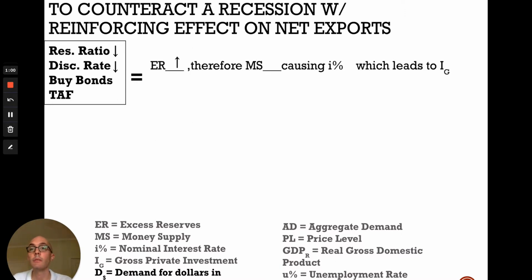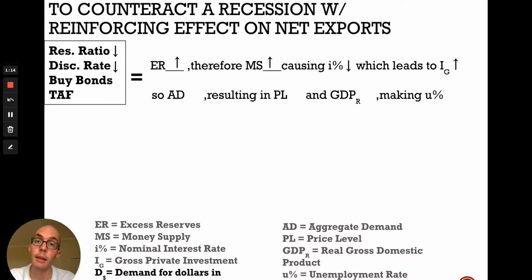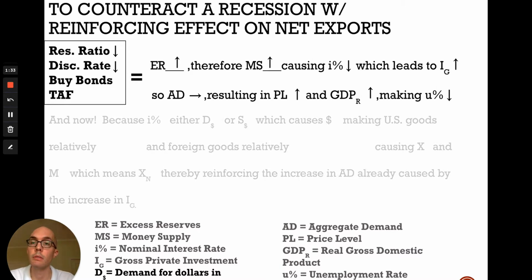So excess reserves, because of these actions, will go up. Therefore, banks have more money to lend. Money supply will go up, causing the nominal interest rate to decrease, which encourages firms to invest more. So gross private investment goes up. AD, therefore, shifts to the right or increases because IG is a component of AD. And when AD shifts right, we have an increase in price level, we have an increase in output. Unemployment goes down because we're moving to the right. Increasing output means we need more people to make those goods and services.